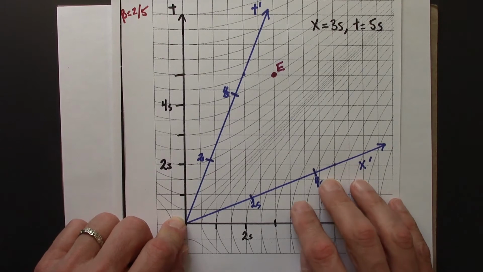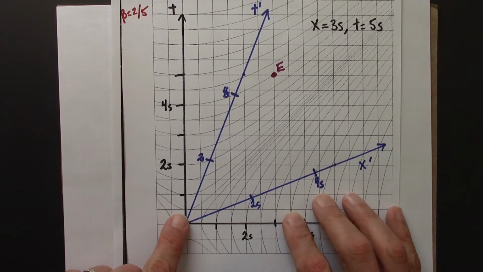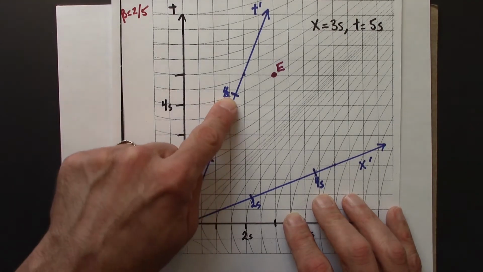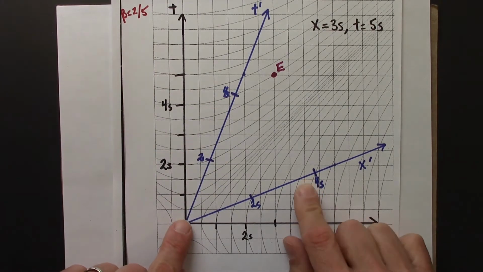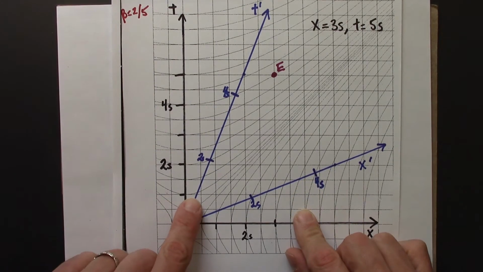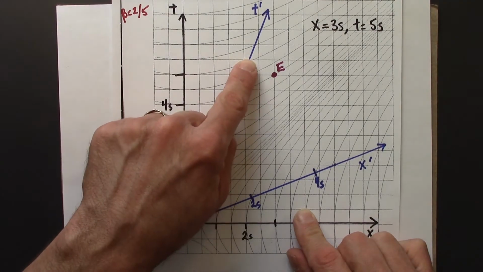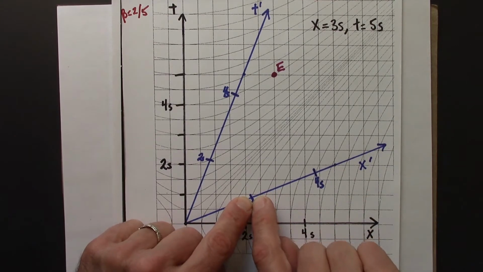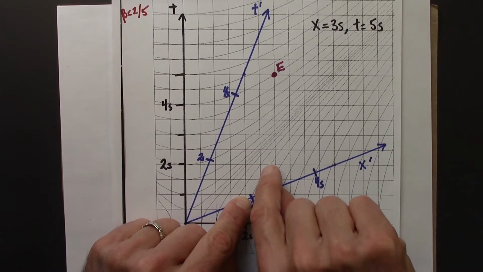So let's think about what t prime is. t prime is the world line of a clock that's at the origin in Beowulf's frame. So this is the origin moving along this way. If I had a clock that was at the 2-second mark on the x prime axis, Beowulf's x-axis, that would also move this way.